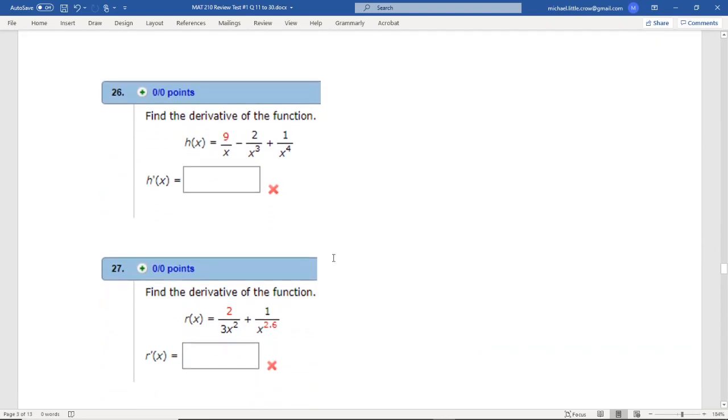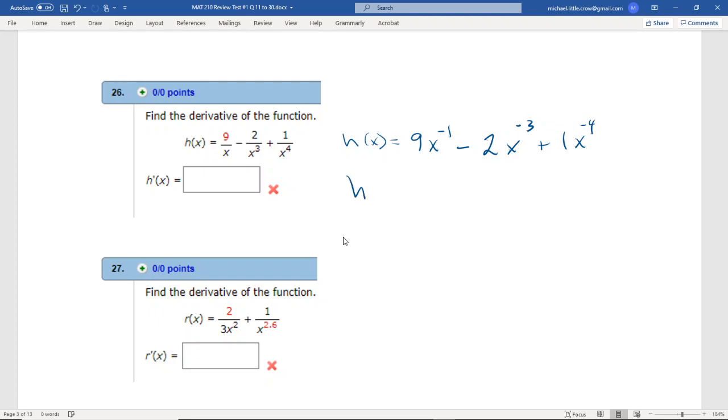It's a long test. I've been working on it. Hopefully you have too. So find the derivative of this function. What we're going to do is we're going to rewrite this function with negative exponents so that we can take a look. So this is going to become 9x to the minus 1 minus 2x to the minus 3 plus 1x to the minus 4.